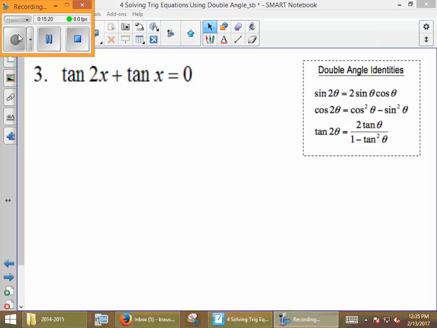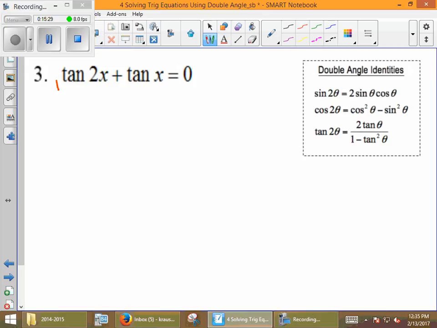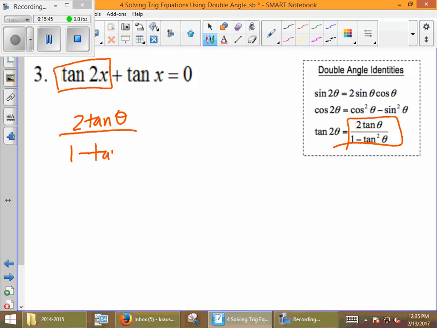All right. So for this last one, not too bad. So we have to start by replacing this one. So tangent of 2 theta is going to get replaced with 2 tan theta over 1 minus tangent squared. We still have this tan theta is equal to 0.